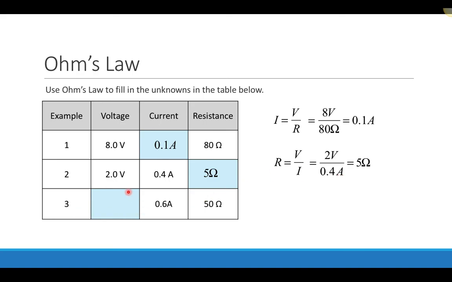And in the last example, we're asked to figure out what the voltage is. We know the current and we know the resistance. So Ohm's law says V equals IR. Current is 0.6, the resistance is 50 ohms, and that gives me 30 volts. So if we have a table and we have 2 of the known quantities, we can always solve for the other quantity in terms of voltage, current, and resistance.